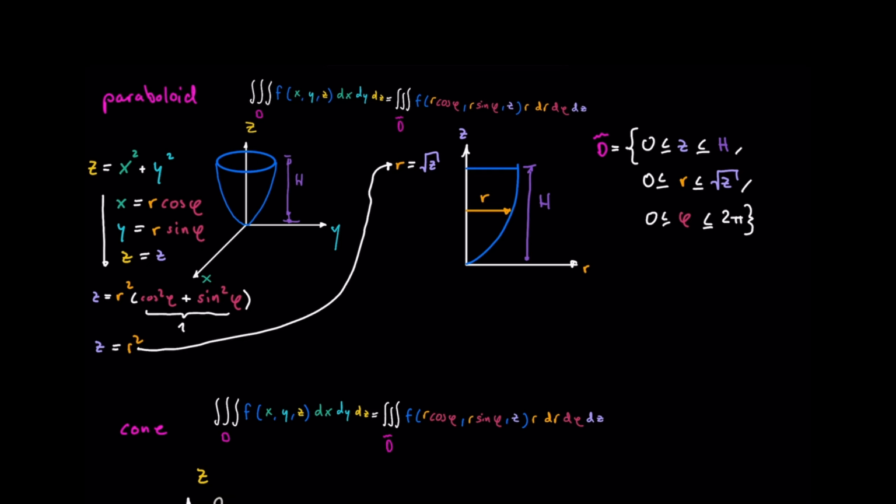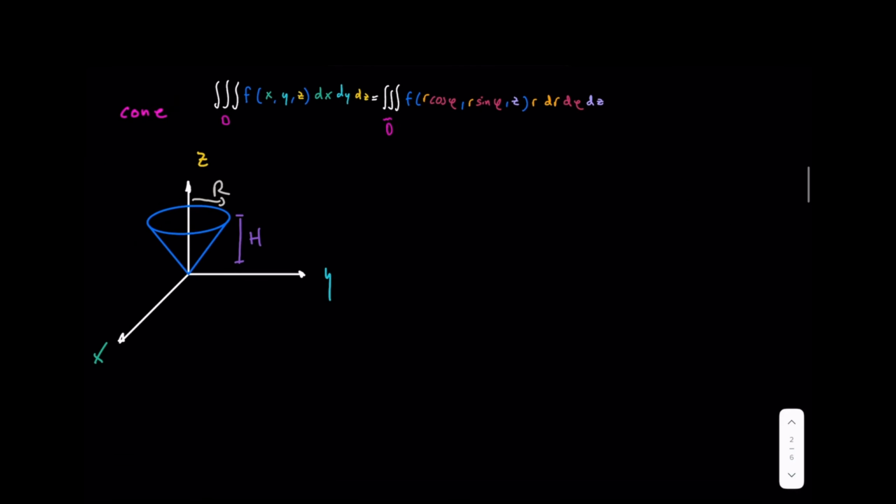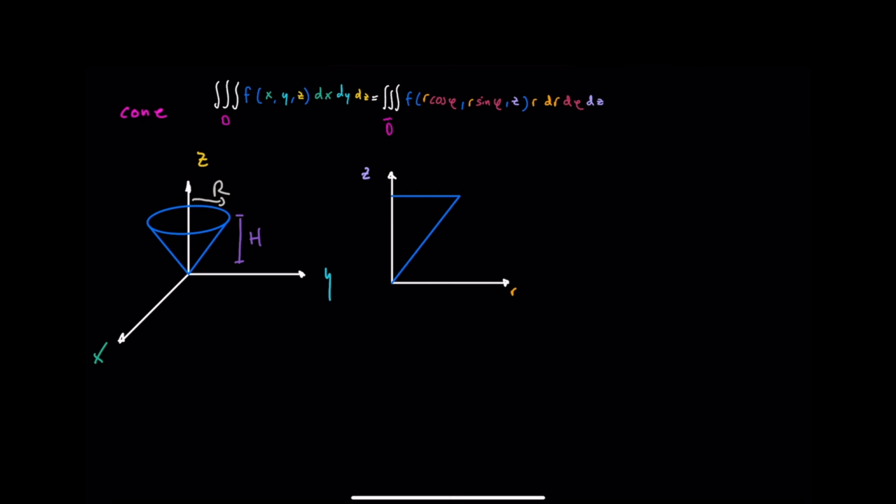Next, let's look at a cone. Just like the paraboloid, the cone is actually symmetric around the z-axis. This cone has a height, h, and its radius depends on the height. At the top, where z equals h, the radius is r. At the bottom, where z equals 0, the radius is 0. The radius grows linearly with height, so the relationship is r equals r over h times z.